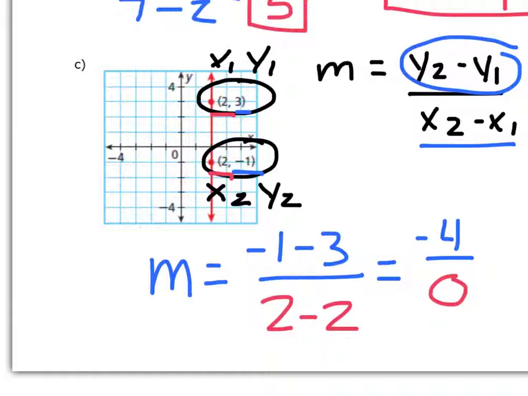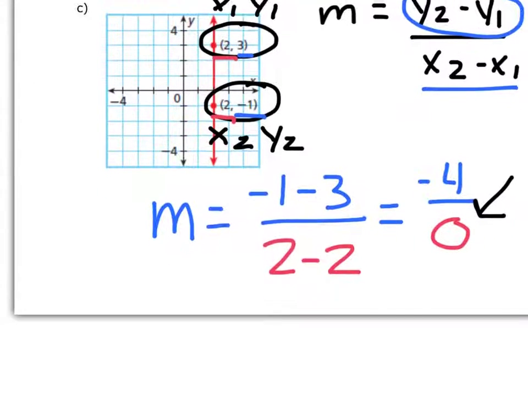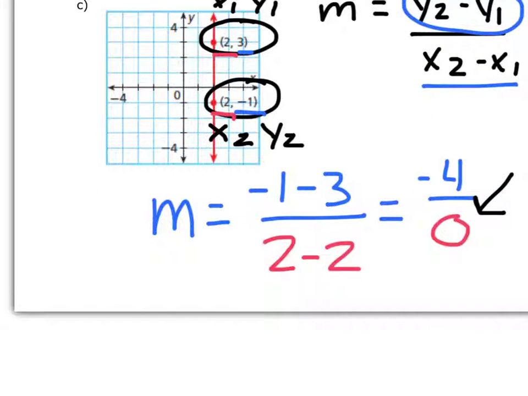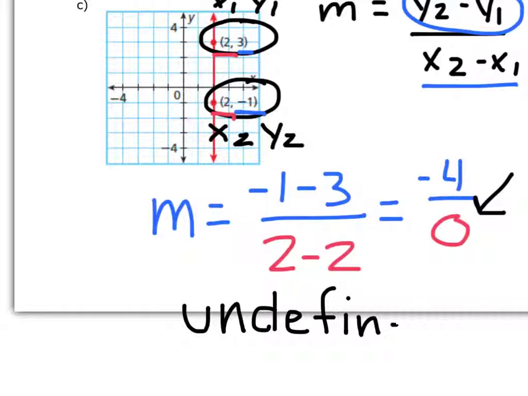Right here, when I get a denominator of 0, that should send off a light bulb in my head that tells me the denominator can never be 0. You can't divide by 0. When that happens, when we're talking about the slope of a line, that means your slope is undefined. So notice right here, when the denominator is 0, our slope is undefined.